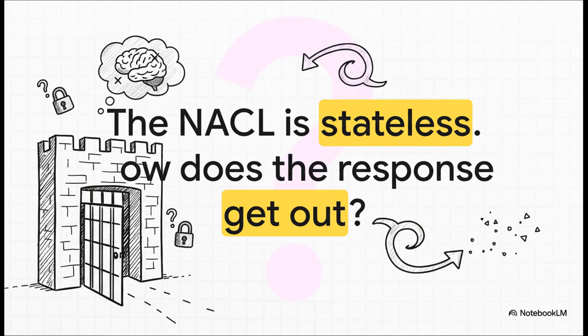But hold on a second, we're not out of the woods yet. The response still has to pass the main gate, the NACL, on its way out, and remember what we said? The NACL is stateless. It has the memory of a goldfish. It has absolutely no idea that we just let this traffic in. So, how in the world does the response get out?